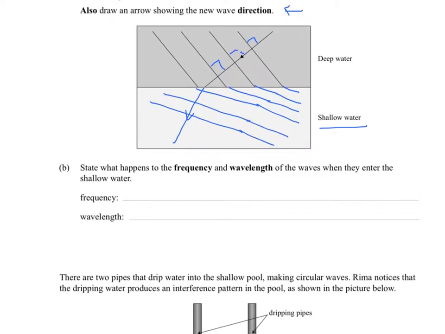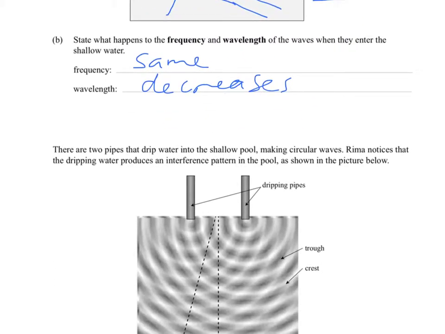The waves are definitely closer together, so the wavelength has decreased. Actually, we're getting onto the second part, so let's just go straight into that. State what happens to the frequency and the wavelength of the waves when they enter the shallow water. Well, the frequency stays the same, or no change, and the wavelength decreases. So we can see that the wavelength gets shorter.